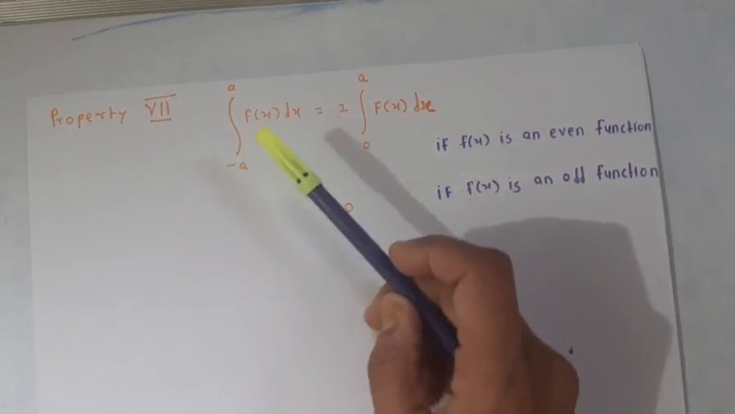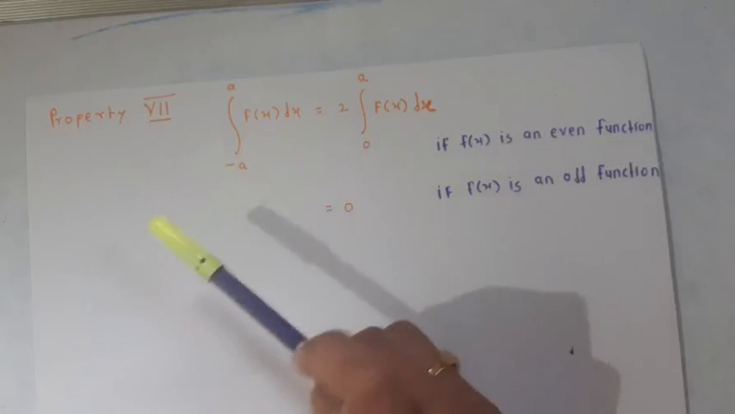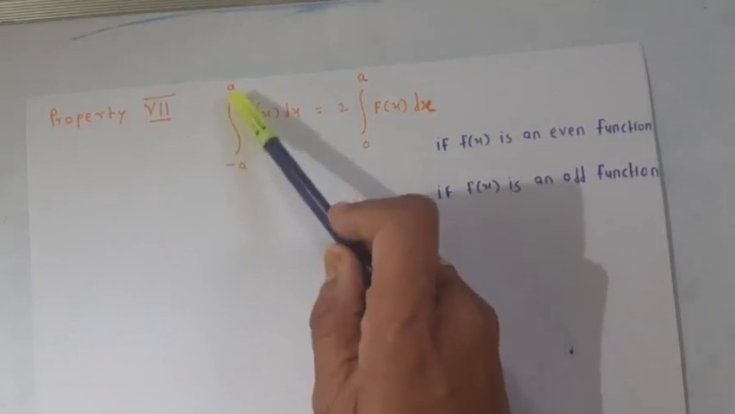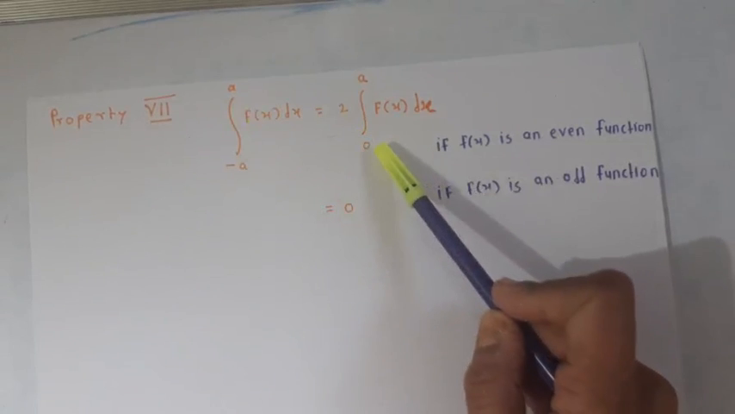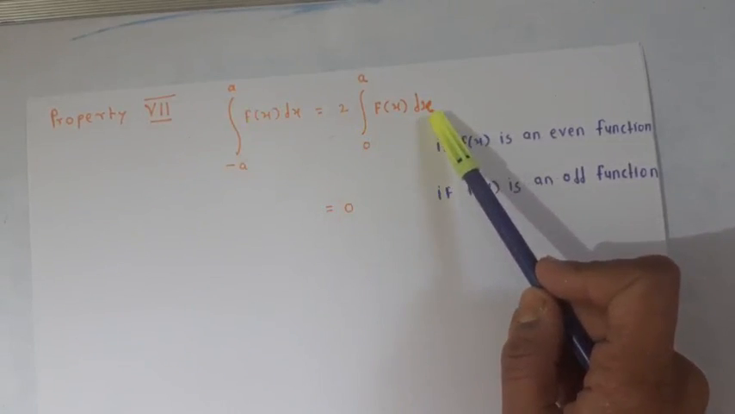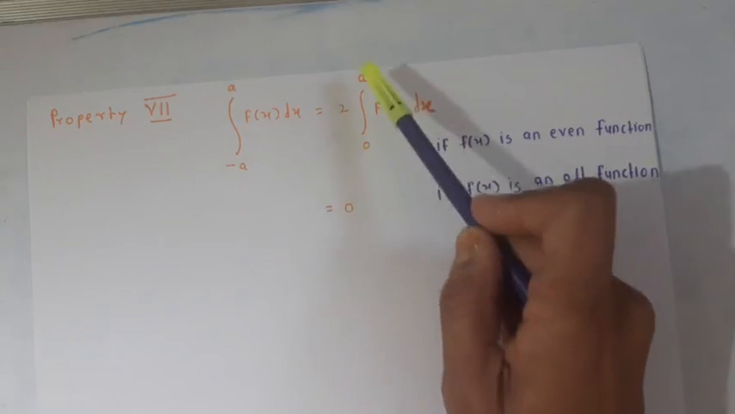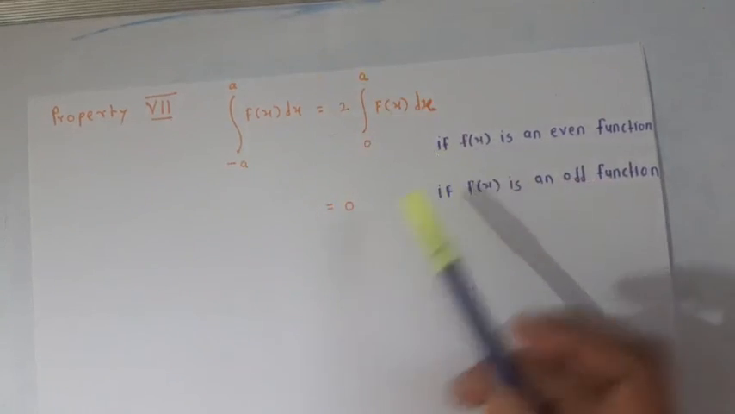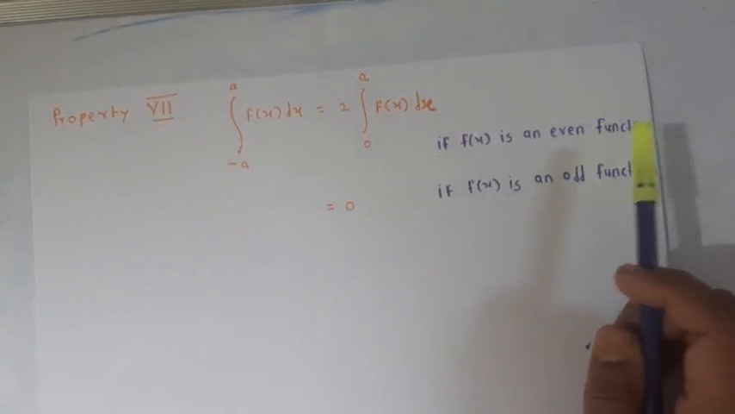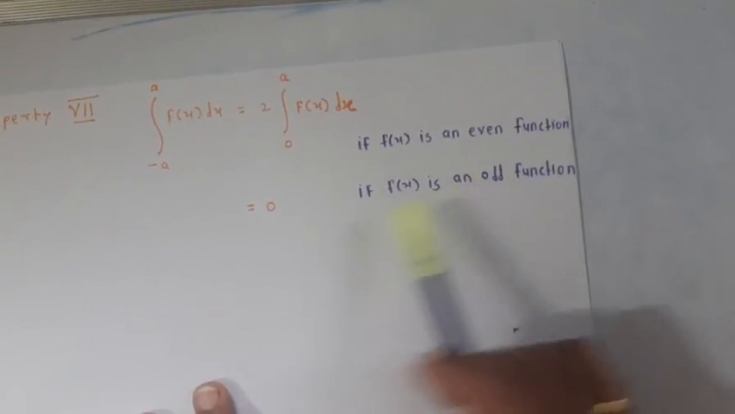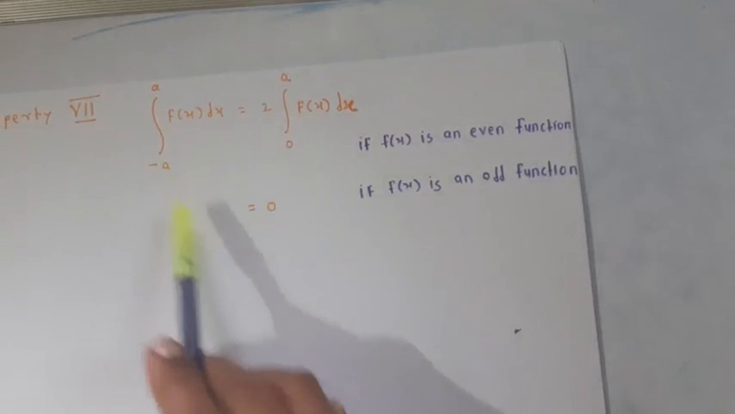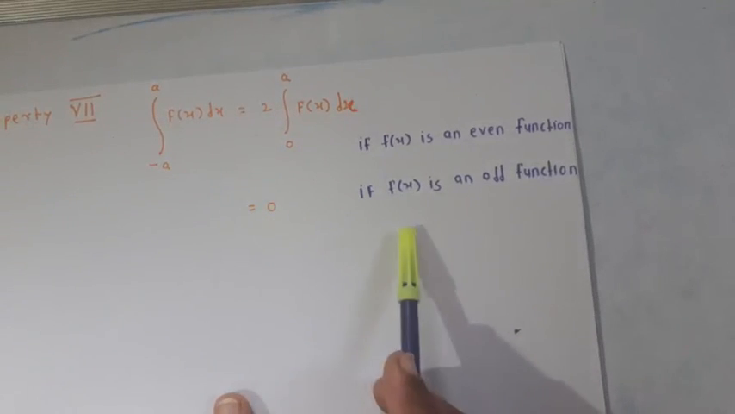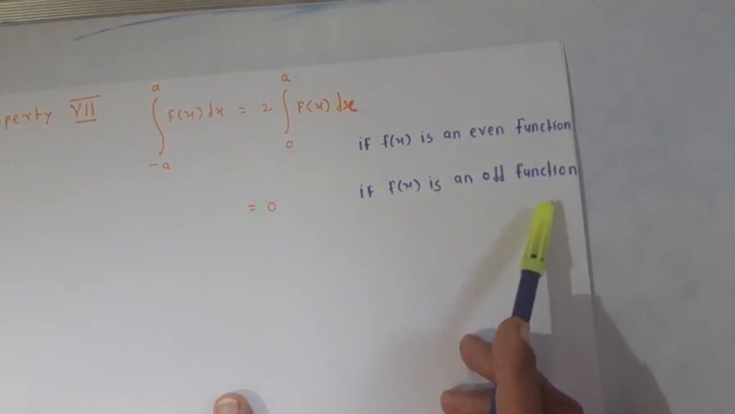integration of f of x with respect to x, limits of integration minus a to a, equals 2 times integration of f of x dx, limits of integration 0 to a, if f of x is an even function, and the value of this integration equals 0 if f of x is an odd function.